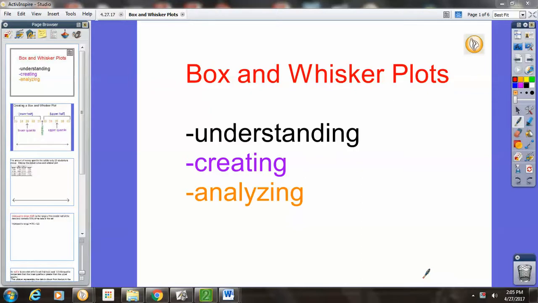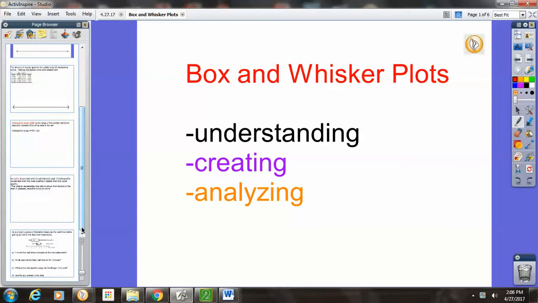Alright, today we're going to do some work with box and whisker plots. We haven't talked a whole lot about this. We're going to create box and whisker plots and understand what the different parts of the box and whisker plot are representing today. So first of all, let's look at what a box and whisker plot is.